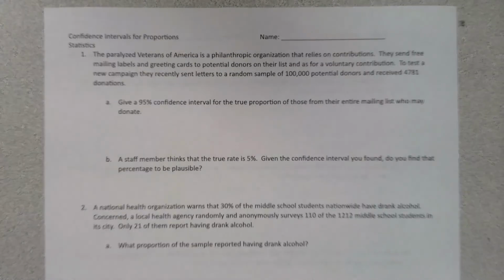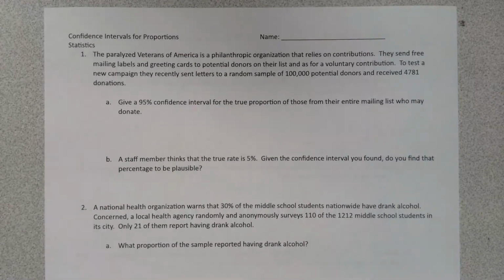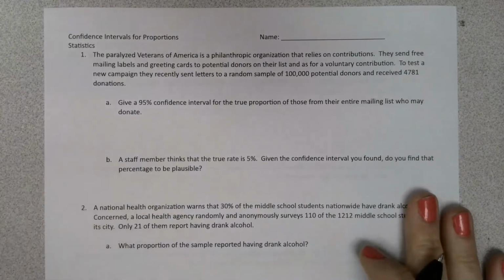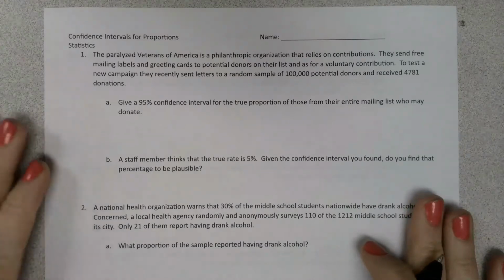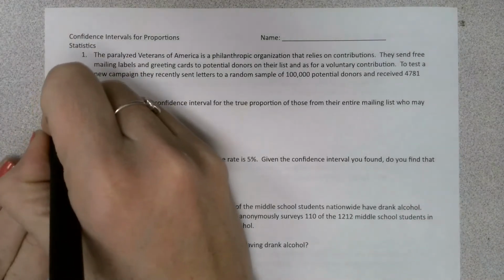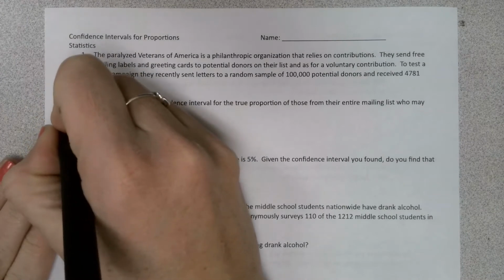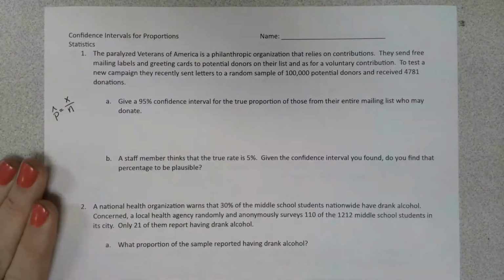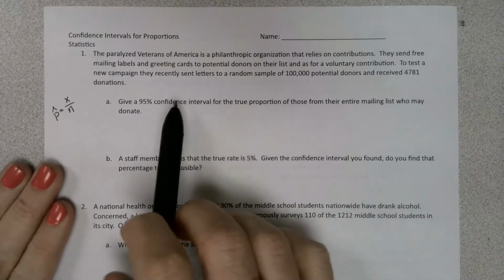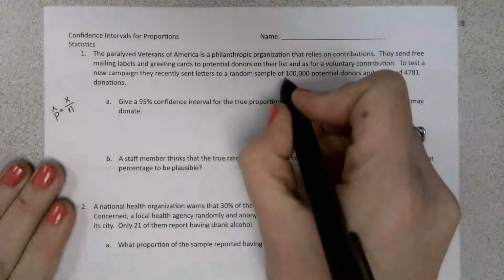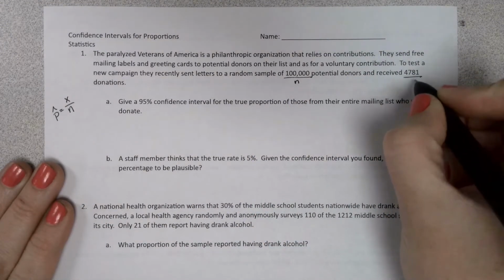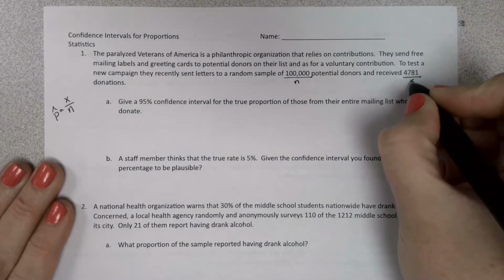So you have several homeworks on My Open Math for confidence intervals. This one is specifically going over confidence intervals for proportions. It's the most recent one we did. So one thing that I want you to remember is p hat is equal to x over n. As we read through this problem, to test a campaign, they sent letters to a random sample of 100,000. So that's our n, our total. And they received 4,781.